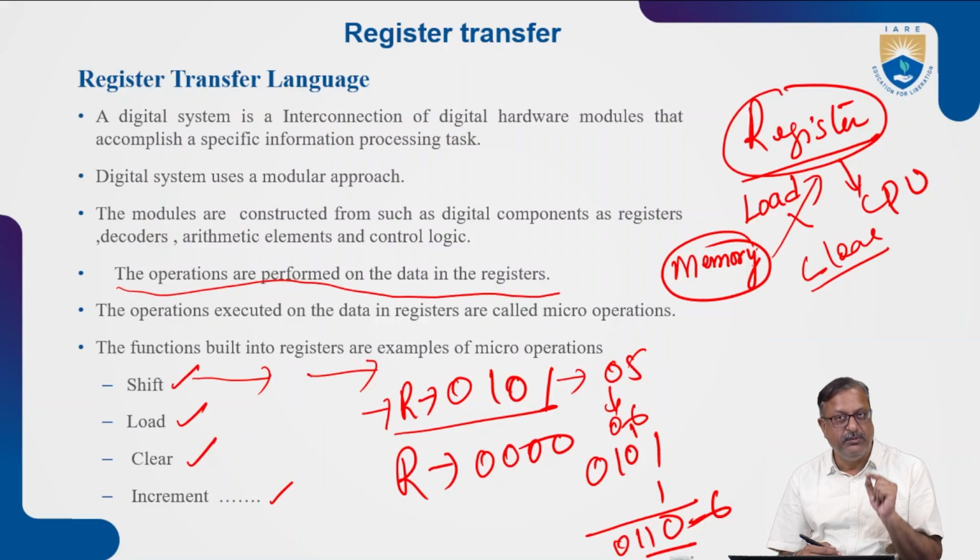In that, only a single bit value can be stored. Either the value may be 0 or 1. If it is a 2-bit shift register, 2 values can be stored, either 0 or 1. If it is a 4-bit, 4 flip-flops will be there.